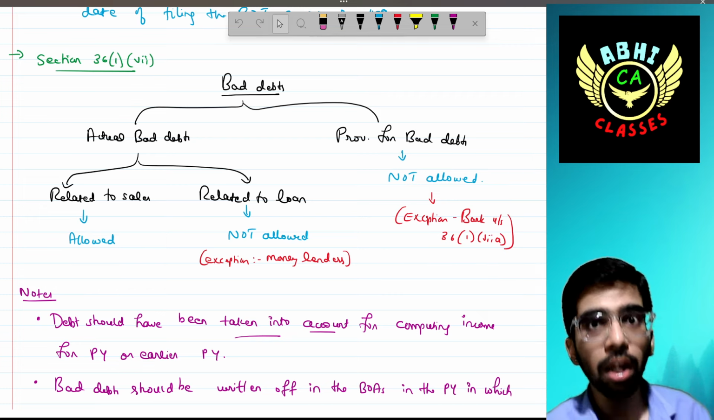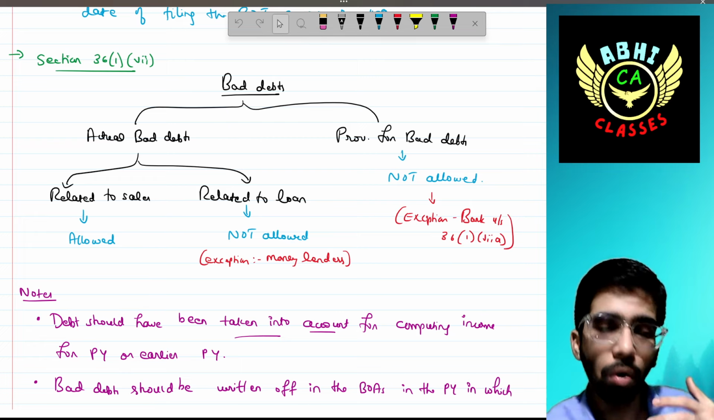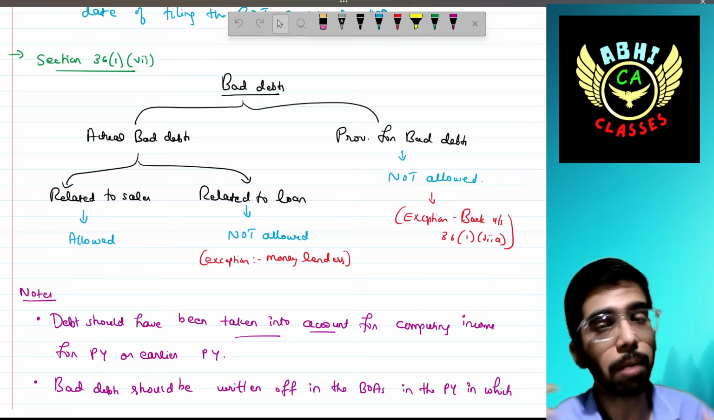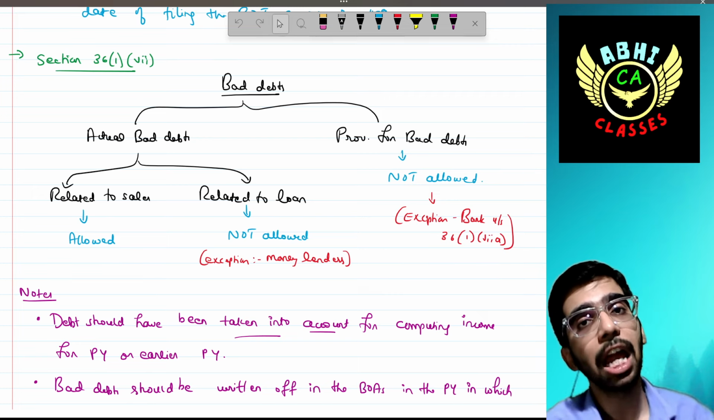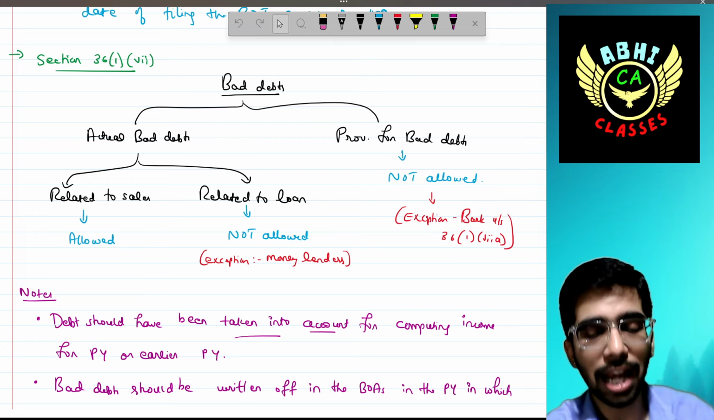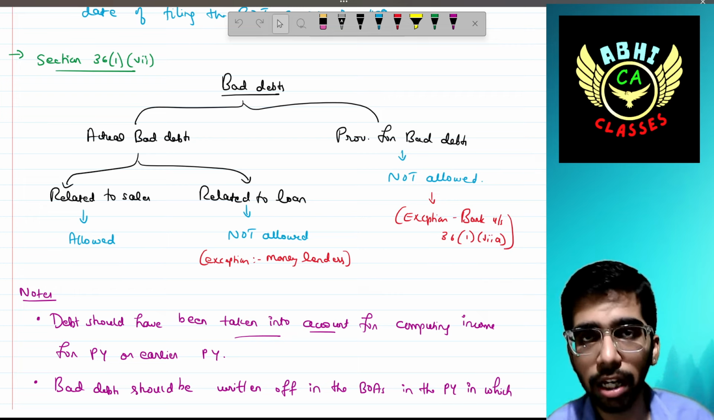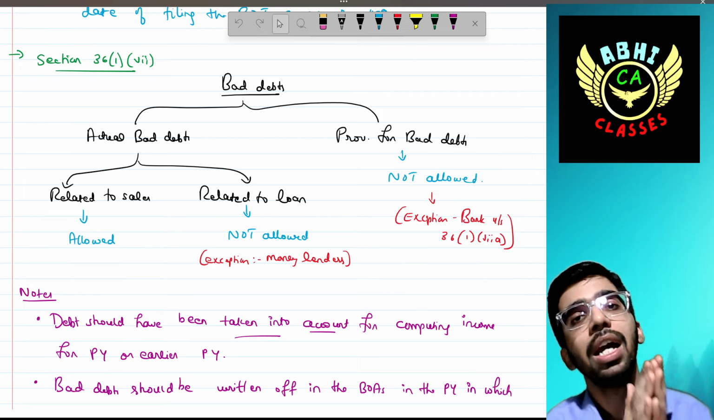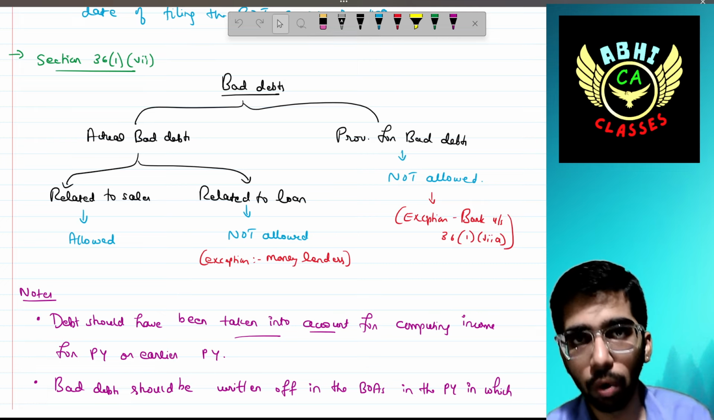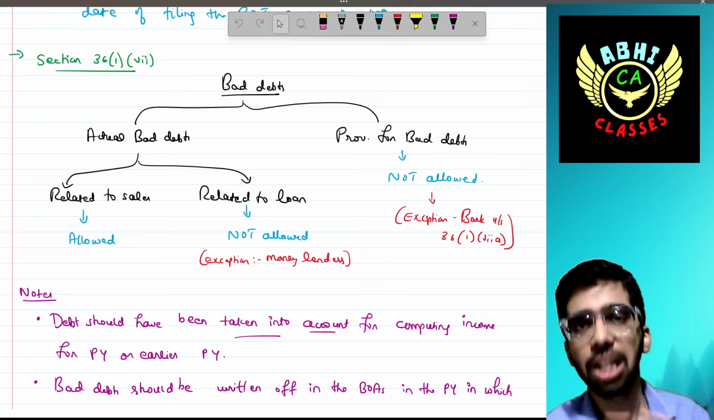But it can be allowed for money lenders. If my business is only giving and receiving loans and repaying loan amounts, then it can be allowed because its main business is sanctioning and receiving back loans, right? So for money lenders or financial institutions, it is allowed. That is related to loans. Okay. Next, if it is provision for bad debt, it is not allowed.